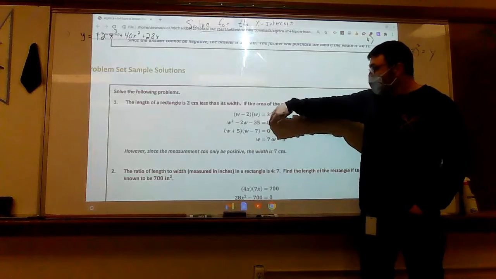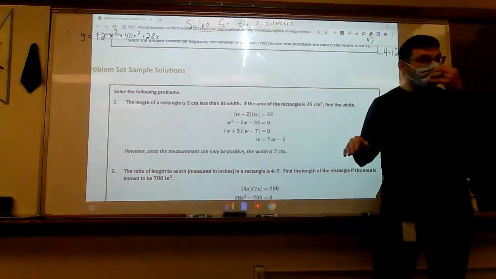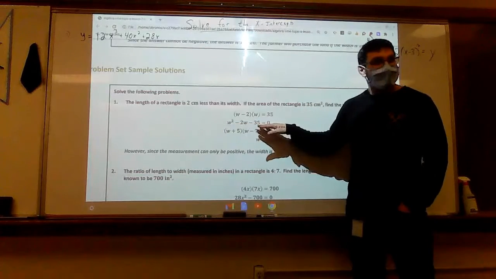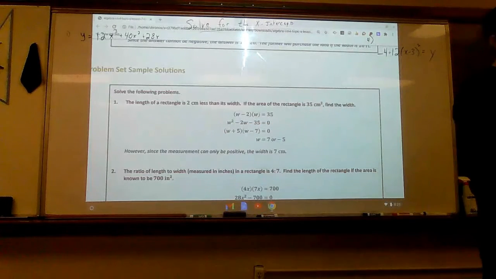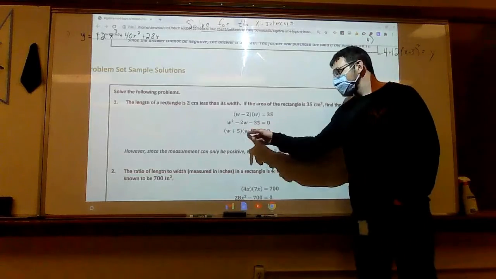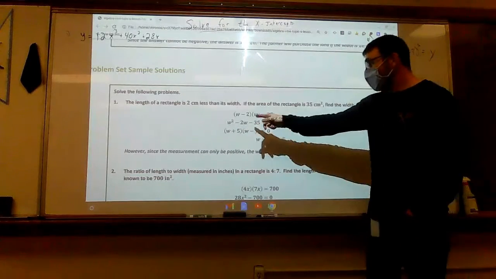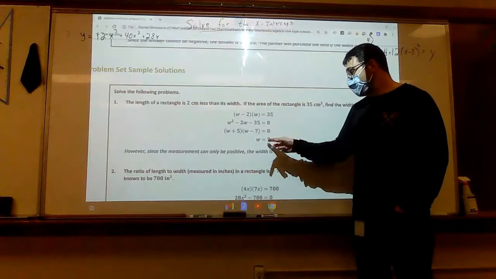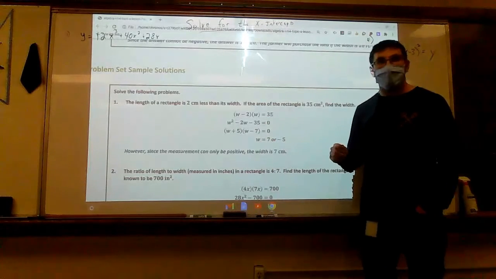Okay? But then you have to move 35 over because we need it to equal 0. So we subtract 35 from both sides, we get this. There's a w term, which means you cannot use the square root method. You have to factor. We get w plus 5 times w minus 7. When we solve this, okay, you set this equal to 0, you set this equal to 0. You end up with positive 7, negative 5.